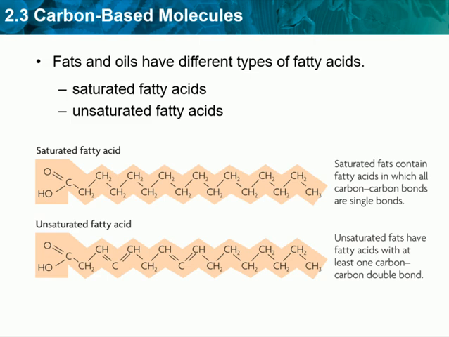In contrast, fatty acids in oils have fewer hydrogen atoms because there is at least one double bond between carbon atoms. These lipids are called unsaturated fats because the fatty acids are not saturated with hydrogen atoms. Fats and oils are very similar, but why are animal fats solid and plant oils liquid? The double bonds in unsaturated fats make kinks in the fatty acids. As a result, the molecules cannot pack together tightly enough to form a solid.